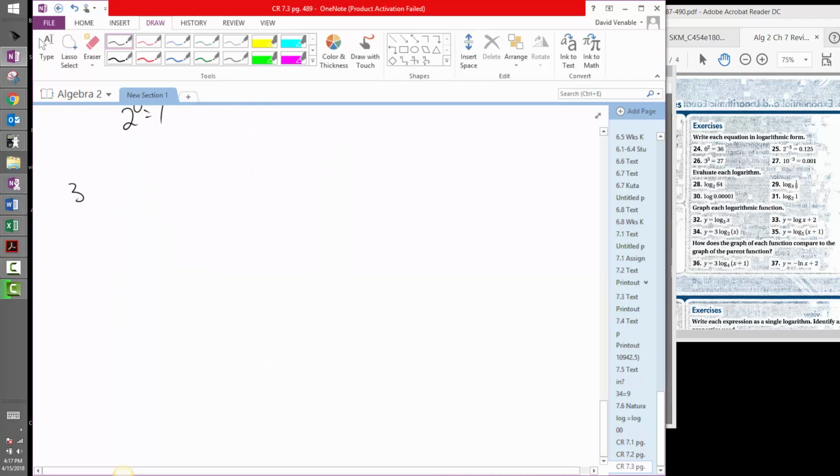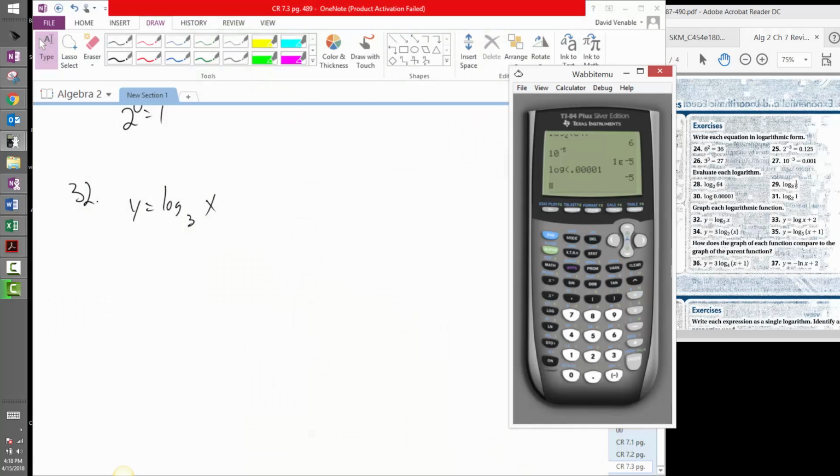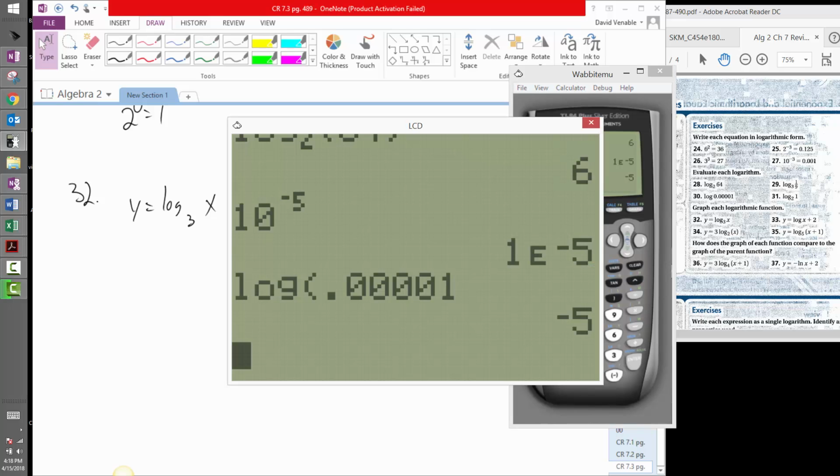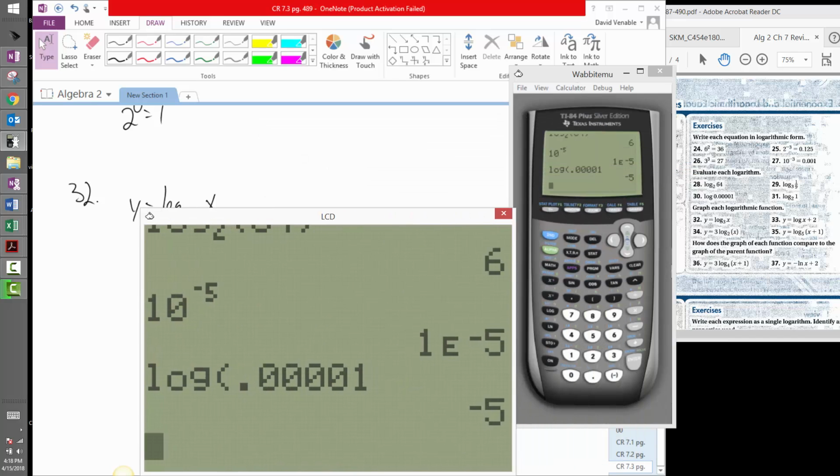Next one, 32: y is equal to log base 3 of x. But here are the instructions. We want to graph the logarithmic function. All right. I could make a table out of this, but I'm just going to graph this in my calculator, because I really just want to get an idea of what these look like. And I'm going to show you something. I'm going to do more than what they asked me to do. I'm not just going to graph them, but I'm going to graph something that is the inverse function of these. So let me show you what that looks like.